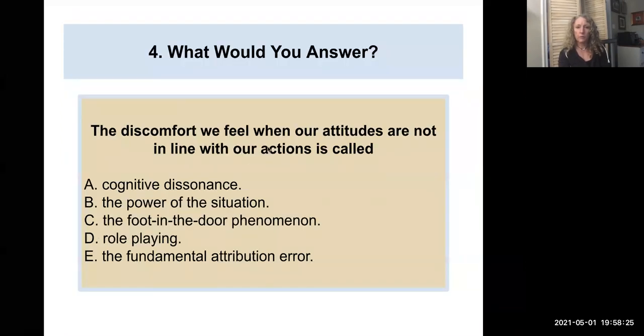The discomfort we feel when our attitudes are not in line with our actions is called A, cognitive dissonance. I knew you got it. You guys always get these right.